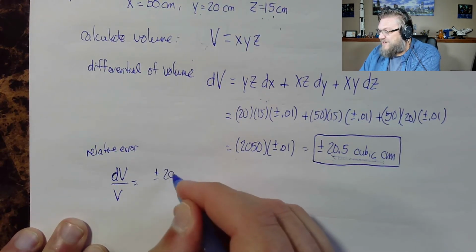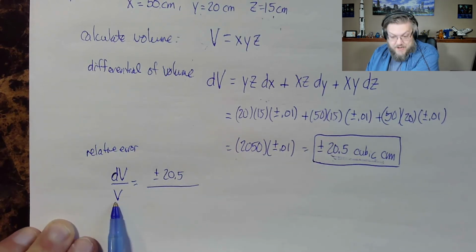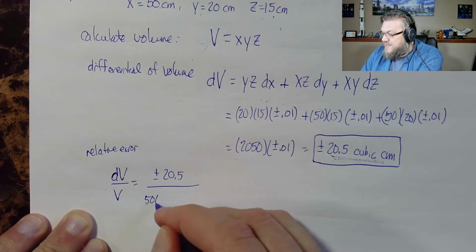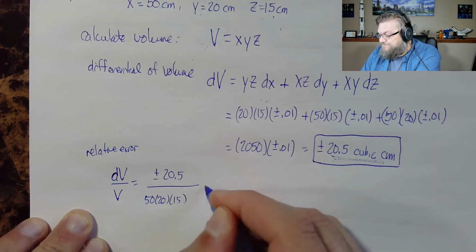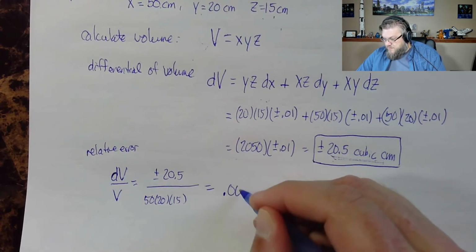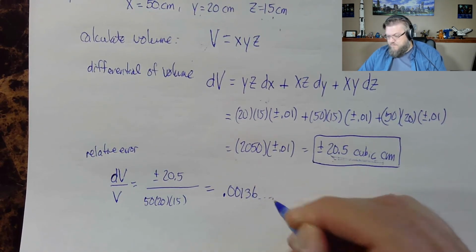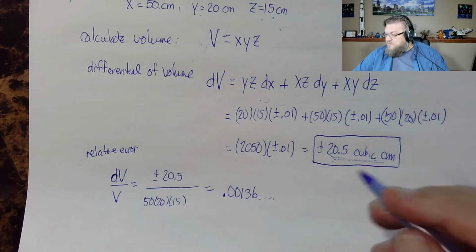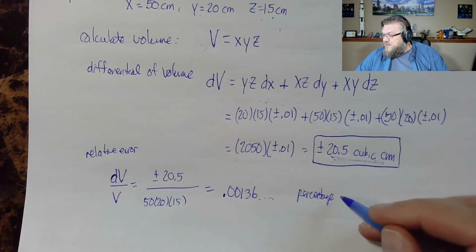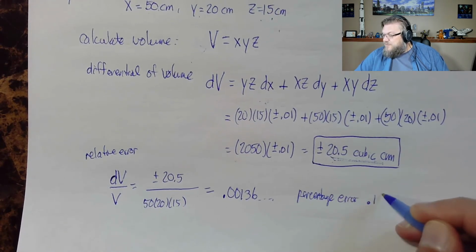Plus or minus 20.5 divided by the volume at that location. Now that's going to be x times y times z, so that's going to be 50 times 20 times 15. Going ahead and doing that gets me 0.00136, etc. Now, percentage error would be just this number as a percentage. So we're talking about a percentage error of 0.1%.